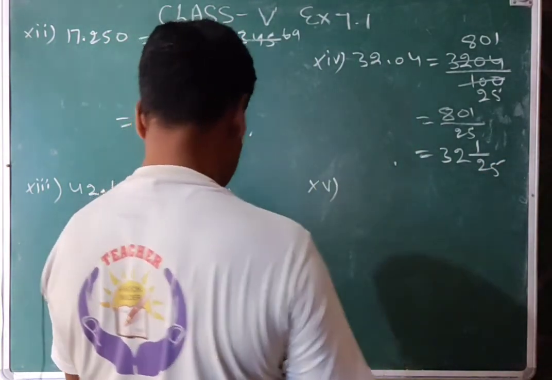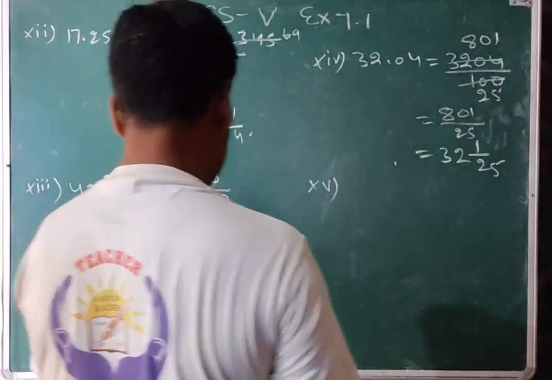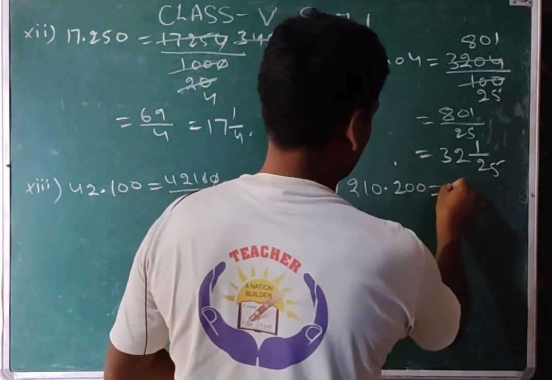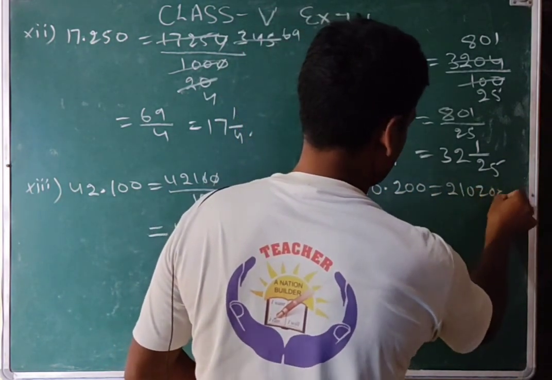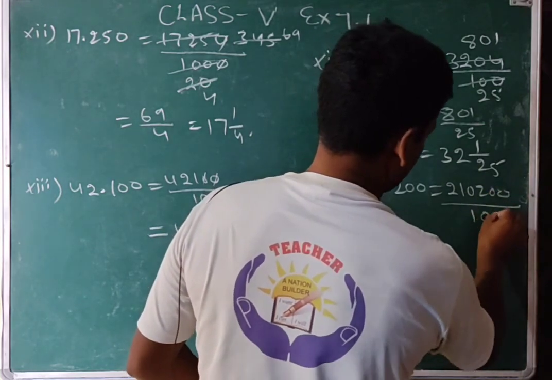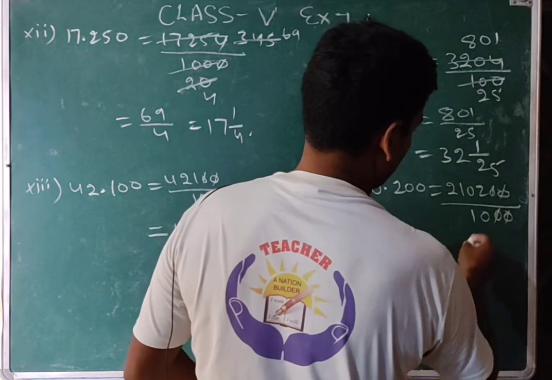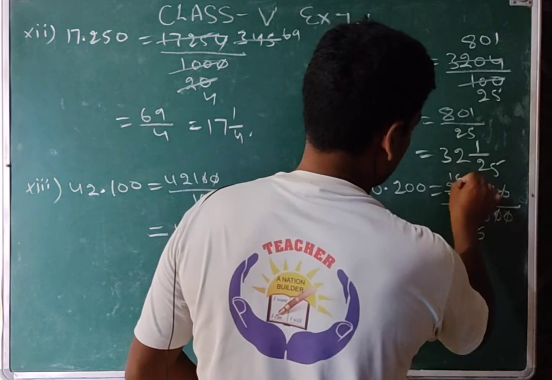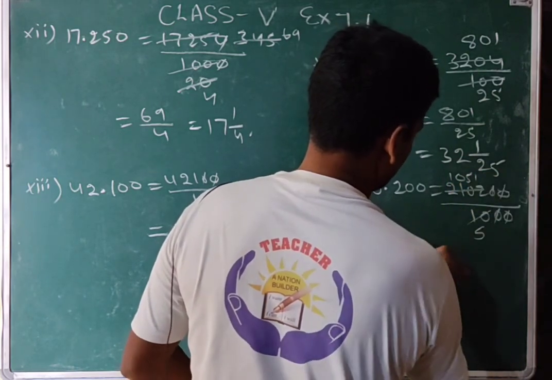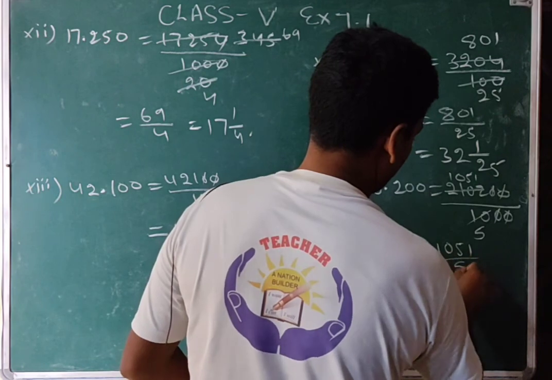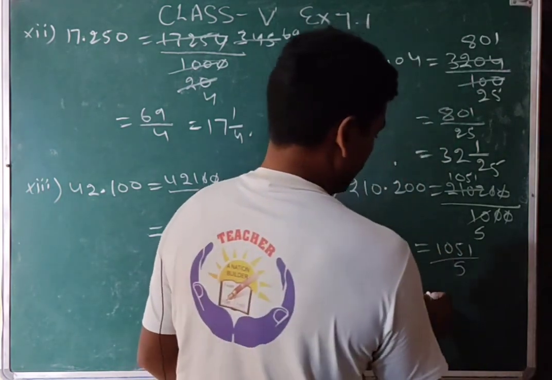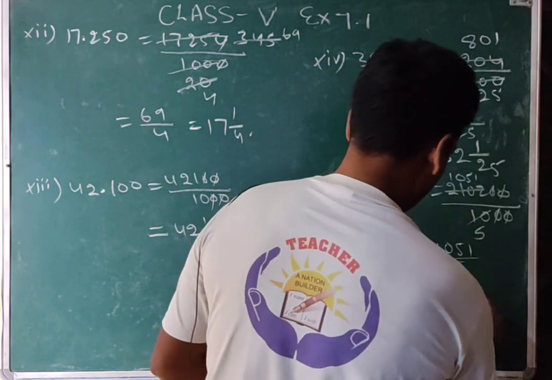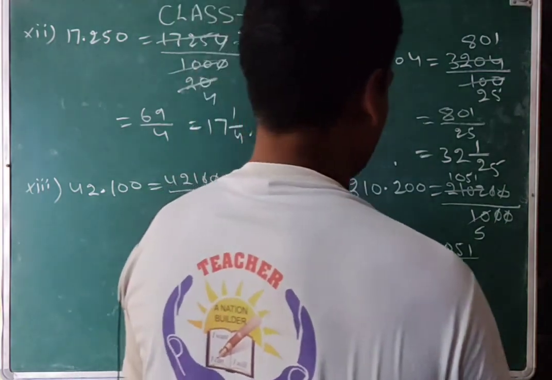The 15th part, that will be 210.200 is equal to 210200 upon 1000. 2 zeros are cancelled, and then we cancel by 2. 2 5s are 10, and then 2 1s are 2, and so on. So that is 210 and 1 upon 5. 5 2s are 10, 5 1s are 5. 210 whole 1 upon 5. Okay.